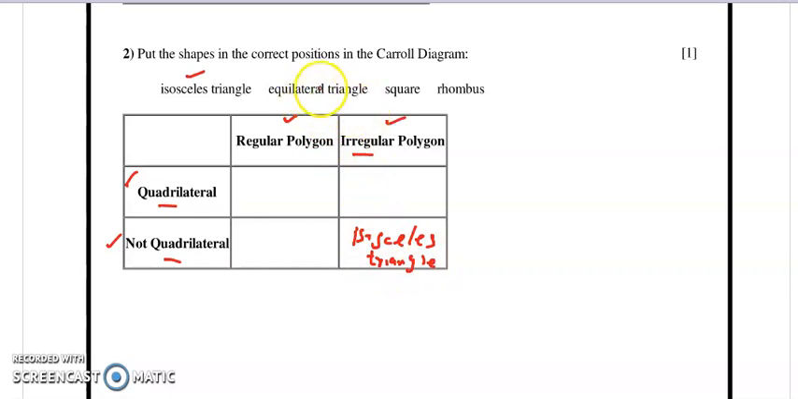Okay, and then next one is an equilateral triangle. An equilateral triangle is a three-sided shape having all the sides equal. So it means it is regular but not a quadrilateral. So I will put it here in the equilateral.